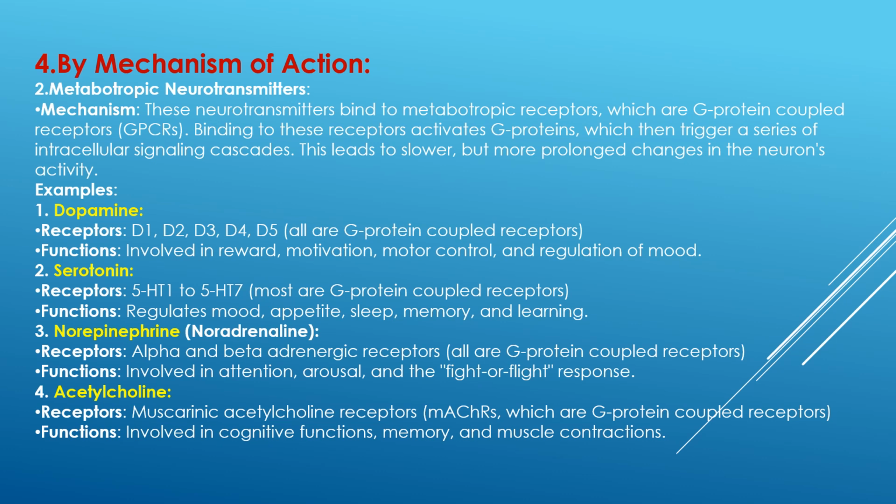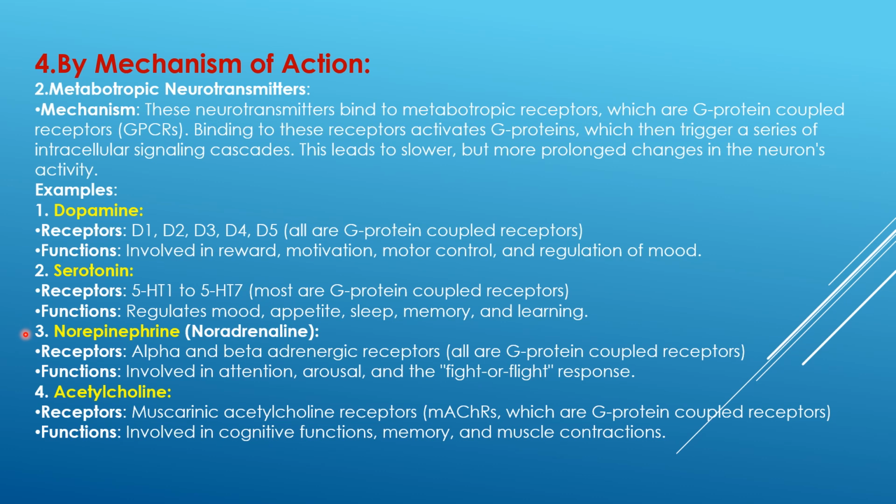Examples: 1. Dopamine. Receptors D1, D2, D3, D4, D5, all are G-protein coupled receptors. Functions: involved in reward, motivation, motor control, and regulation of mood. 2. Serotonin. Receptors 5-HT1 to 5-HT7, most are G-protein coupled receptors. Functions: regulates mood, appetite, sleep, memory, and learning.